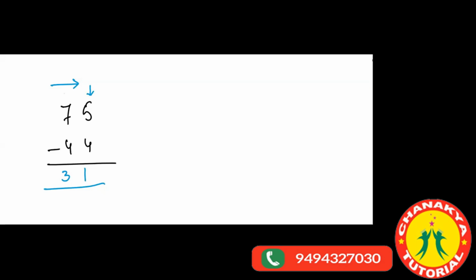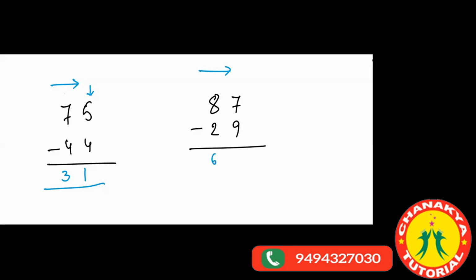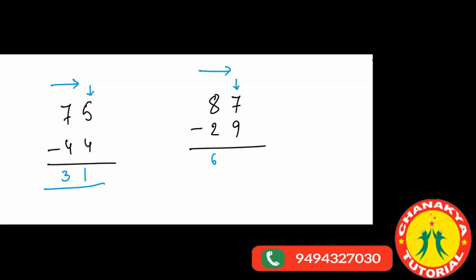Okay, let me take one more example here. 87 minus 29. Now left to right we are going to do. First is match or mismatch. 8 minus 2. Match. So what is the difference? 6. But before writing 6, what I said, just check the next place's match or mismatch. If the next place is a mismatch, don't write 6 here, write 5 only.